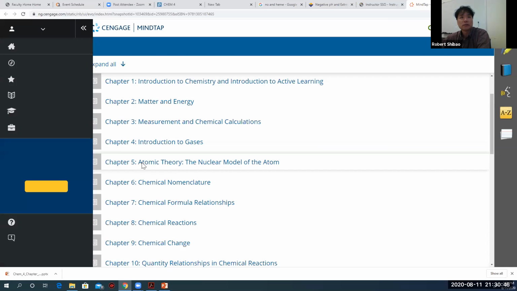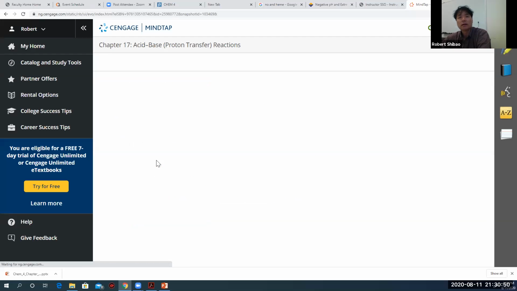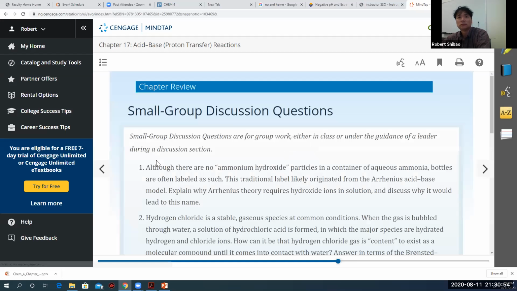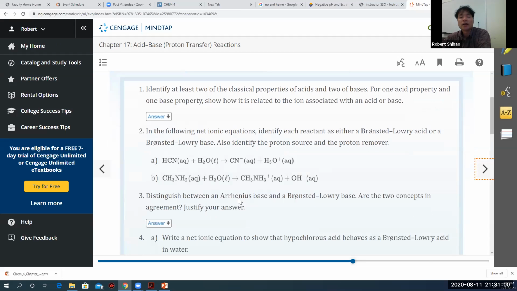Let's take a look at some chapter 17 type problems. Okay, 1, identify at least 2 of the classical properties of acids and 2 bases.